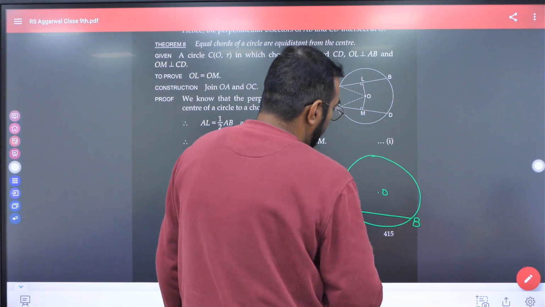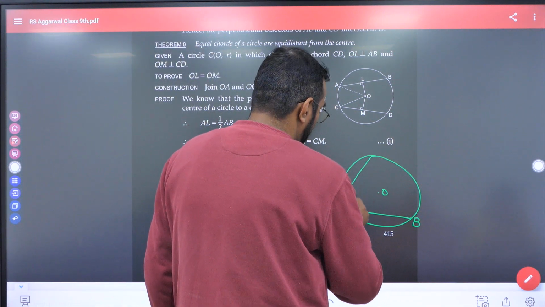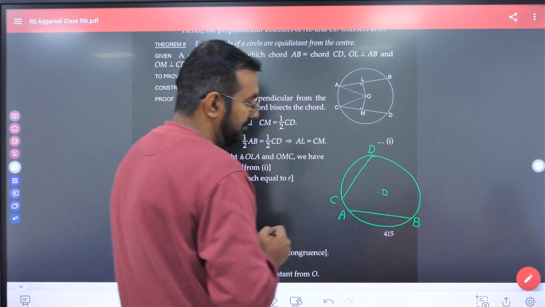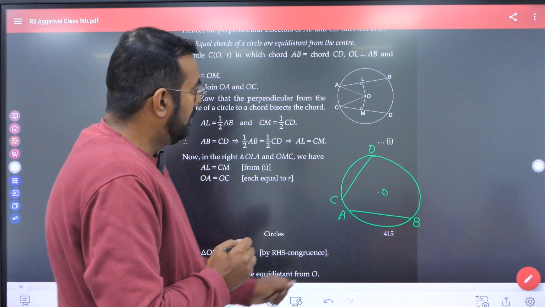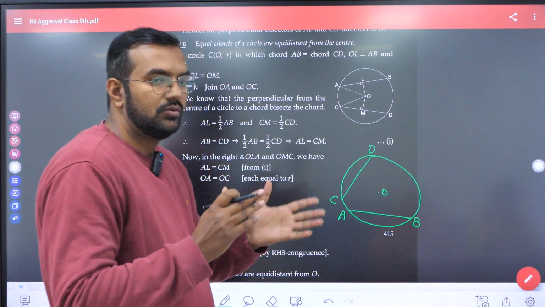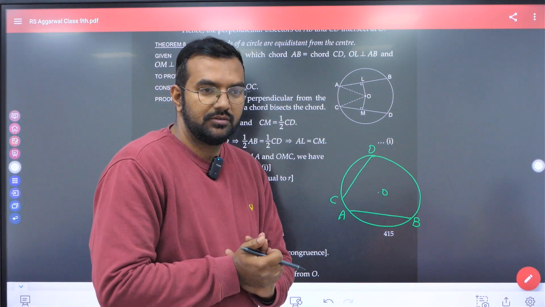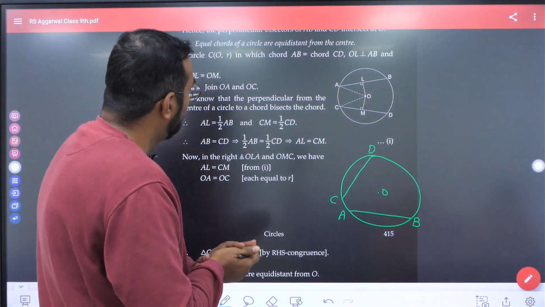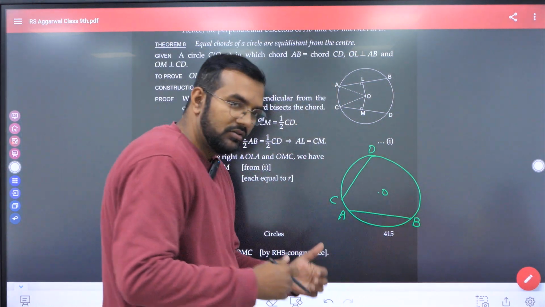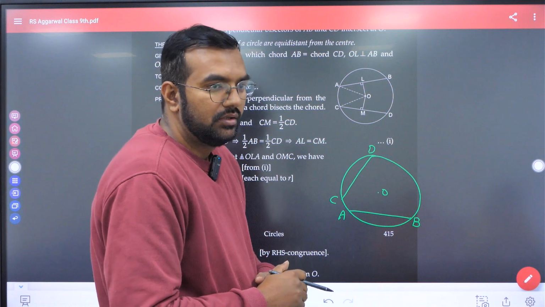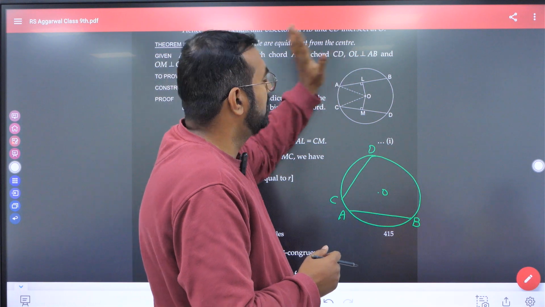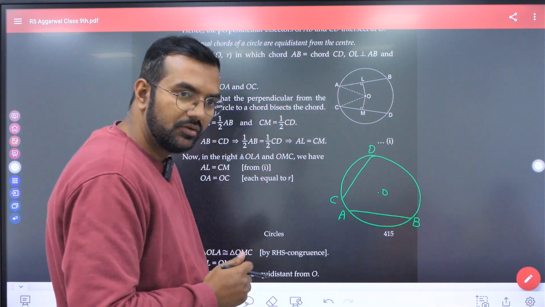Here we have taken a chord AB and another chord CD. It is given that AB is equal to CD, which means the two chords are equal. And what is the theorem? If the chords are equal, then their distance from the center will also be equal. That can be written as: equal chords of a circle are equidistant from the center.